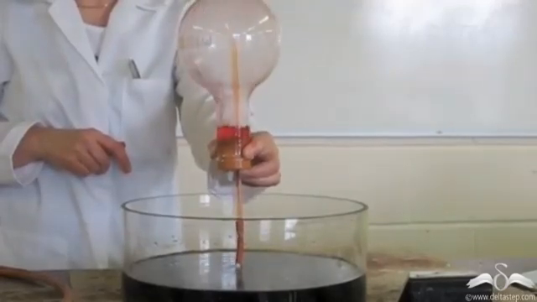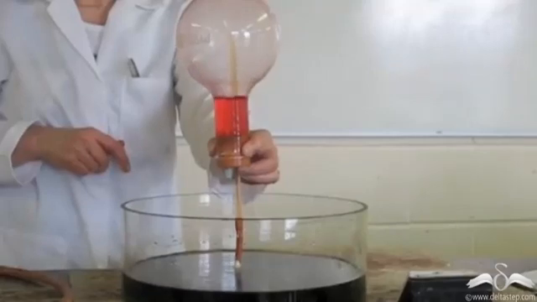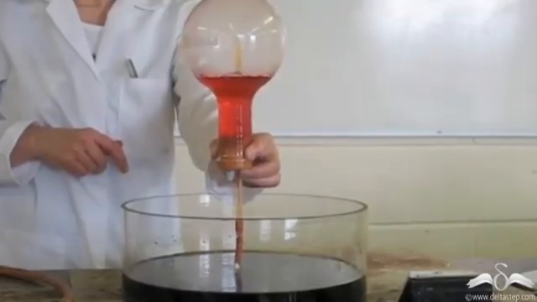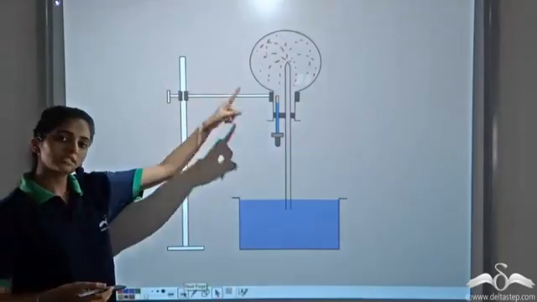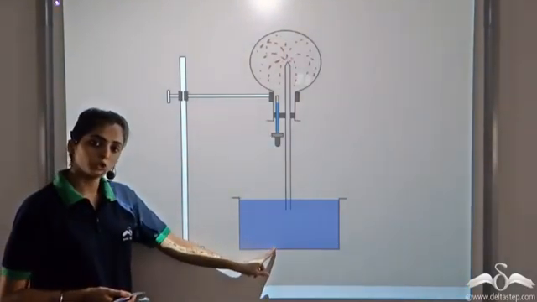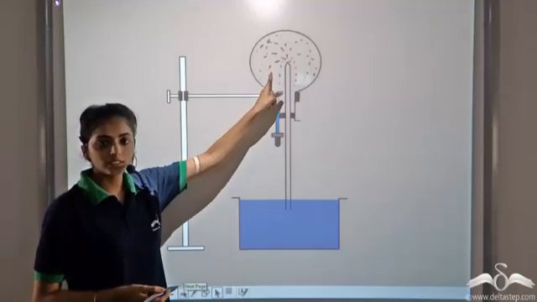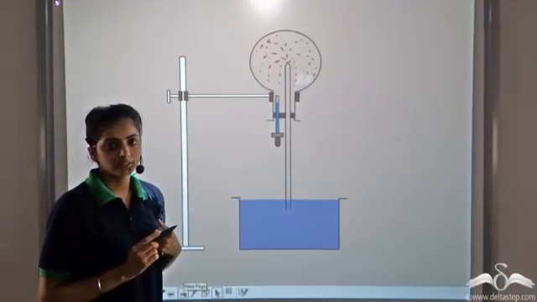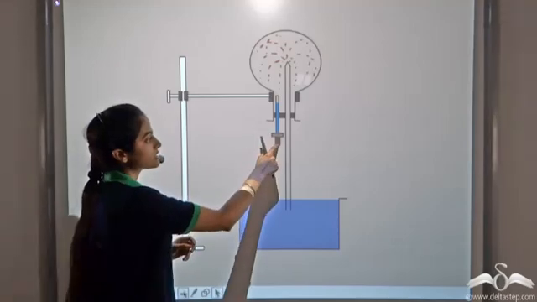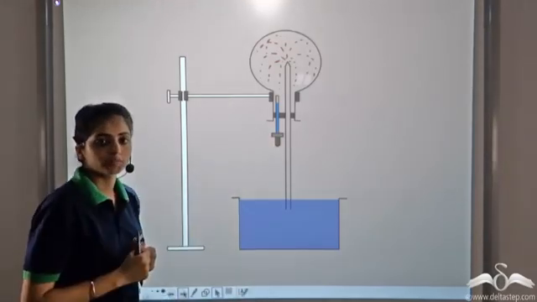So you see a red fountain is formed. Let's see why this red fountain is formed. This is the setup. In a trough, we take blue litmus solution. This flask contains HCl gas. HCl gas is acidic in nature. This is a rubber dropper containing water.